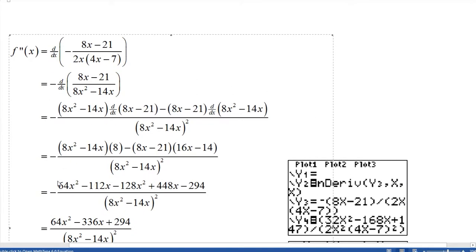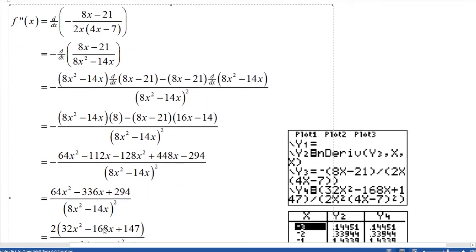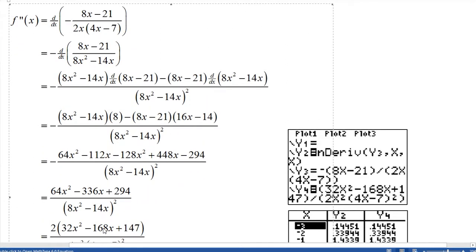Distribute here. Still got the minus out front. 64x squared minus 112x minus... Okay, now here I did FOIL and then distributed the negatives, so that's sort of two steps going on there. Get here, combined like terms here. I'll let you kind of chase through the details there. Pause if you need to stop and chase through that. Combine like terms to get to here.